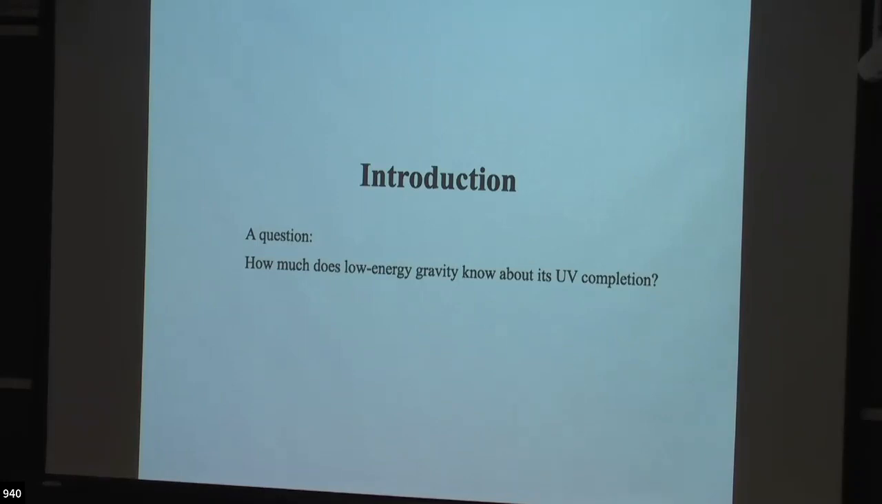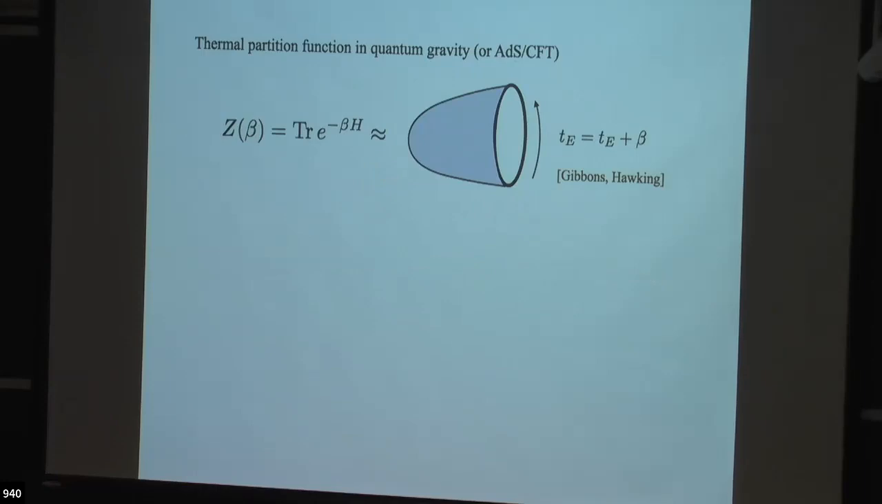How much does low energy gravity know about its UV completion? Naively nothing, but of course we know that famously it knows a lot about its UV completion. In particular, low energy gravity knows the approximate density of states. So it knows the thermal partition function. And one way of understanding that is through the method of Gibbons and Hawking, where you use the Euclidean gravitational path integral. So the story there is that you want to calculate a thermal partition function. You calculate this trace e to the minus beta H in quantum gravity.